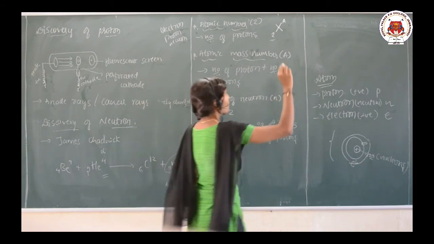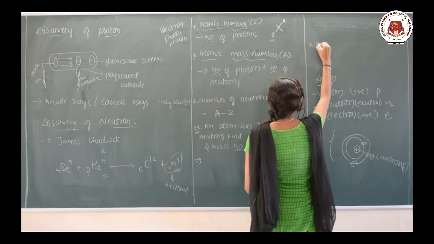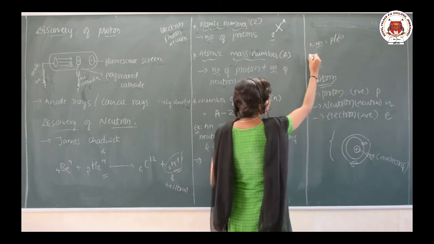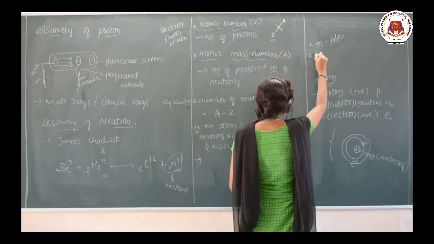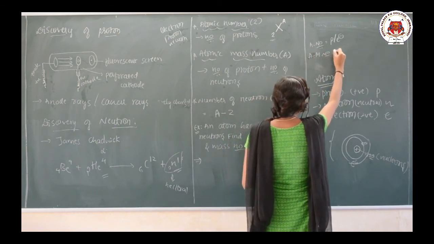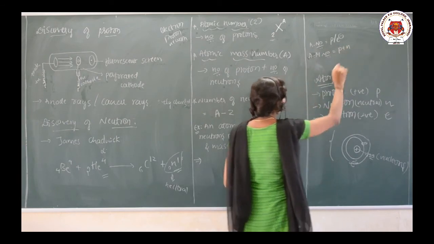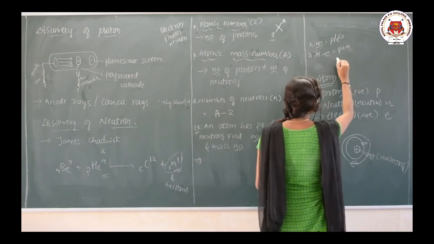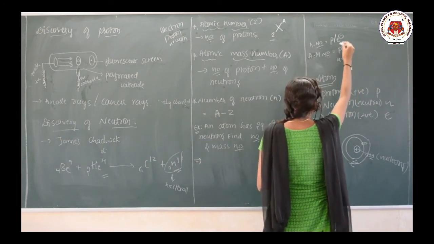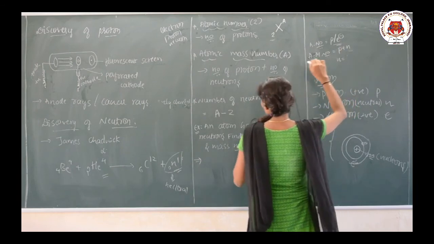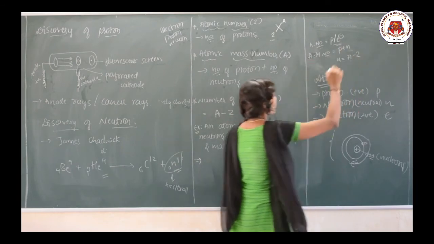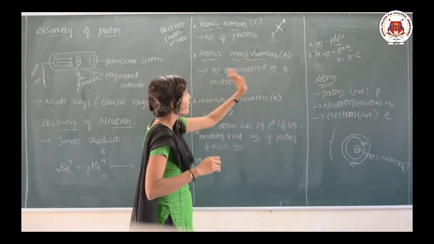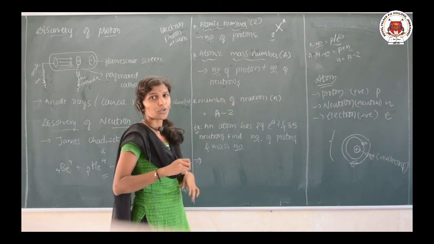If you consider, see here, atomic number means number of protons or number of electrons, and atomic mass number means it is P plus N. Now I need to find out the number of neutrons. So number of neutrons will be A minus Z. What is A? It includes both proton and neutron. So if you subtract that, you are going to get the answer.